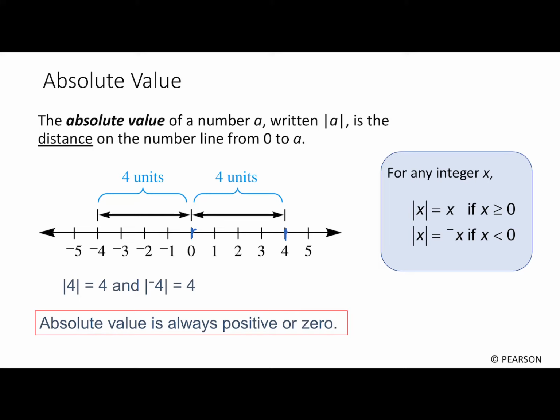If we want to write that a little more formally, if I have an integer x, the absolute value of x is going to be just x if x is greater than or equal to 0, and the absolute value of x is negative x if x is less than 0.